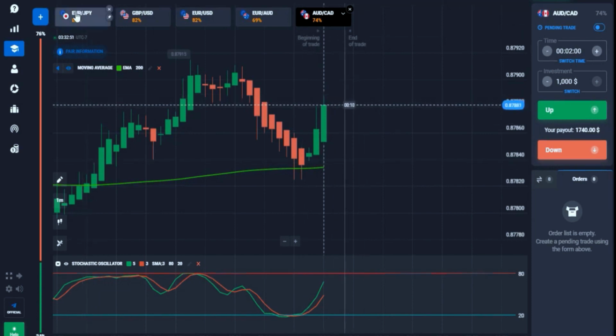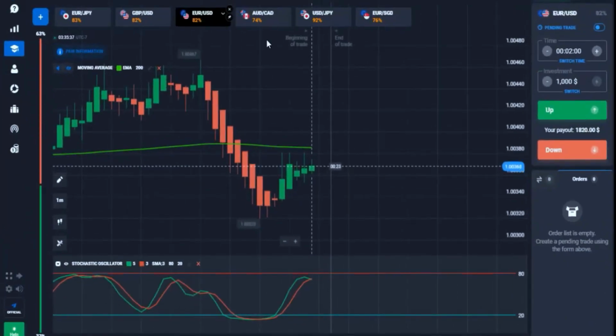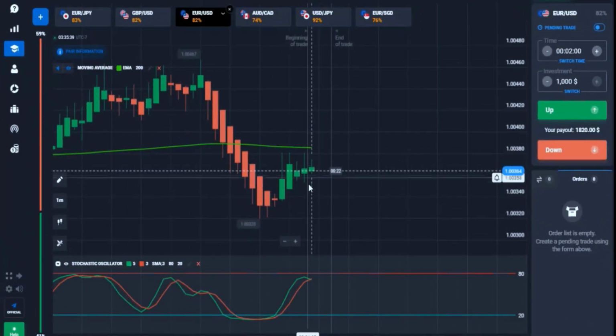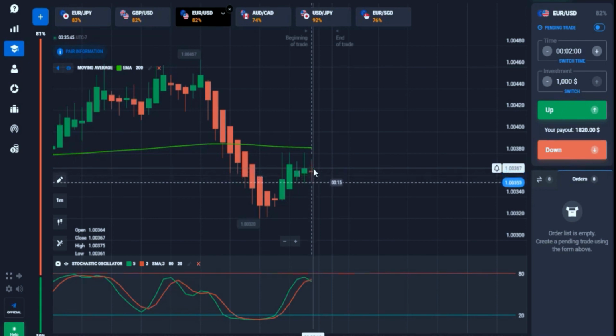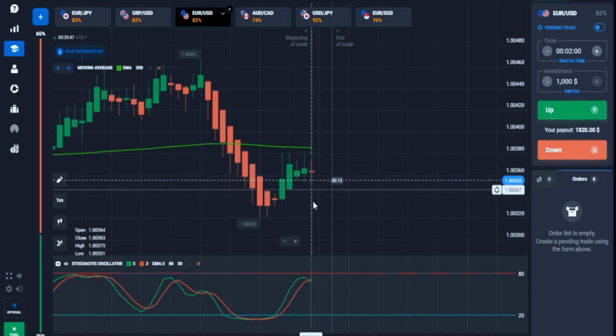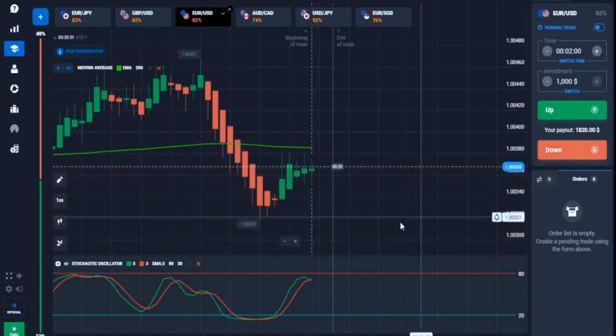So when I get another good moment, I'll come down and take a trade. Okay guys, a very good moment here, but like I used to say, let's make sure that the seller actually takes over the market before you enter a trade, which is actually happening right now. As you can see, the seller is taking over the market. So right now we're gonna go ahead and enter a down trade.